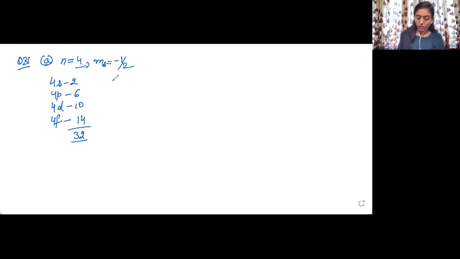Now, you can use the direct formula, which is 2n square. If you need to calculate the total number of electrons in a particular principal quantum number, you can use this formula directly, where n is the principal quantum number. 2 multiplied by 4 square is 2 into 16, equal to 32.